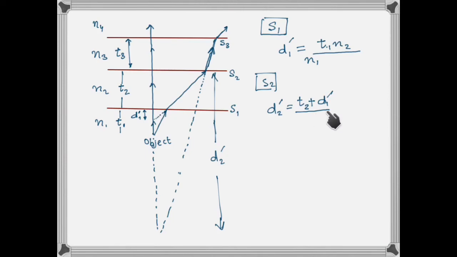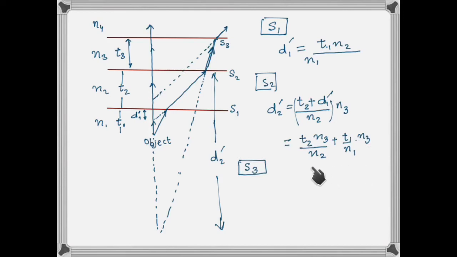Now light is moving from n2 to n3, so it will be divided by n2 upon n3, so n3 comes on the numerator side. So it will become like this. And if you put the value of d1 dash into this, it will be like this. So now light is in n3 medium. After passing through S2, it is now in n3 medium, and for d2 dash, we have this formula.